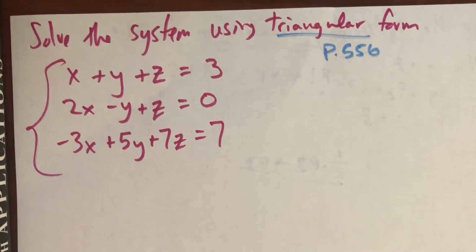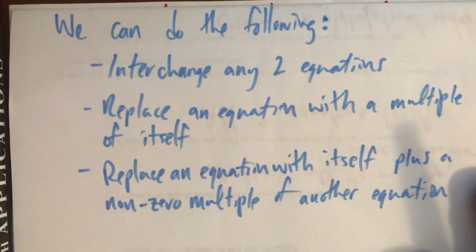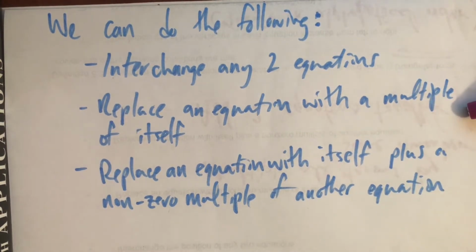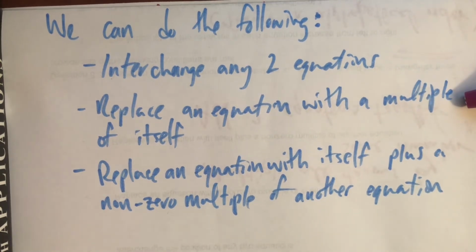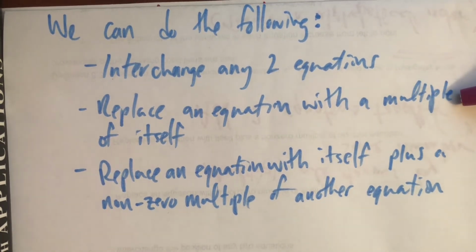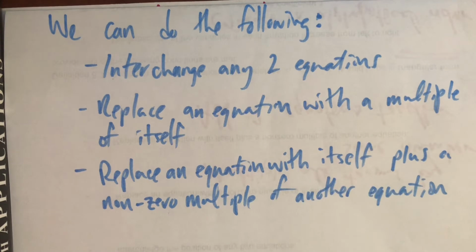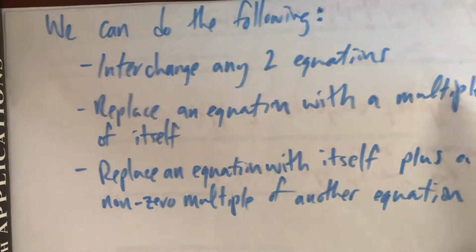Anyway, the moves we can do, let's remember those real quick. We can interchange any two rows or any two equations. We can replace an equation with a multiple of itself. So this one's going to be useful once we've eliminated our desired variable. We can just divide by whatever the existing coefficient is. In this one, we can replace an equation with itself plus a non-zero multiple of another equation. So we're going to use this one to cancel out variables. All right, well, let's get rolling.